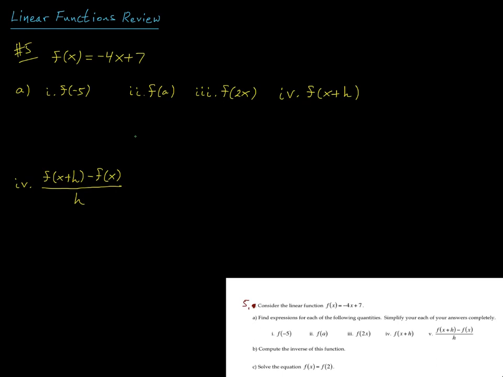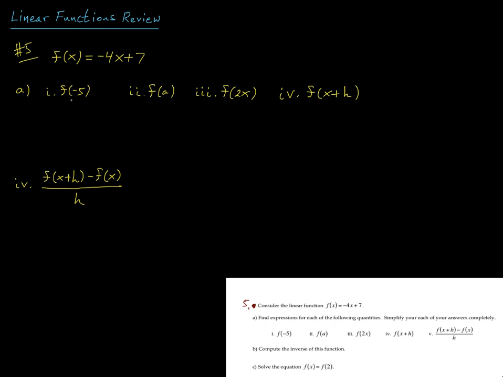Okay, question 5 says, consider the linear function f of x equals negative 4x plus 7. And part A says, find expressions for each of the following quantities. Simplify each of your answers completely. Sorry, that's a little bit of a typo there.